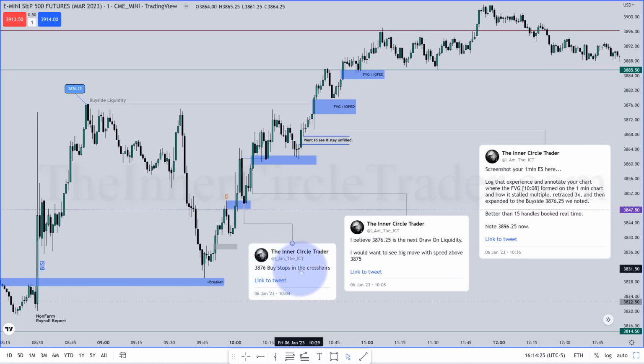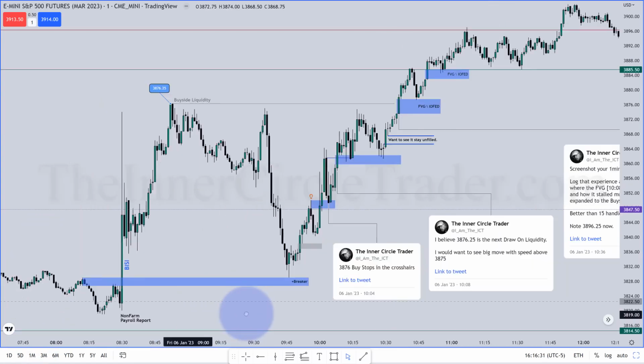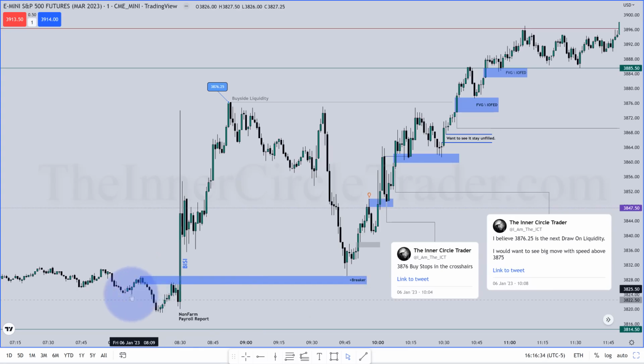38.76 buy stops. What is that? That's right here. But here's the buy side imbalance, sell side inefficiency. And over here, let's scrub back here for a moment. Here's a high with a low prior to it and a lower low. So that's a bullish breaker.